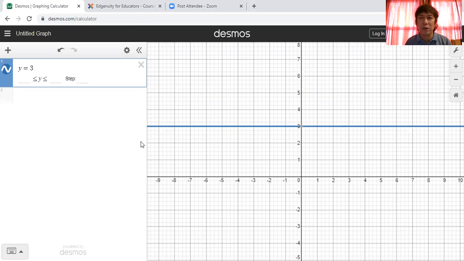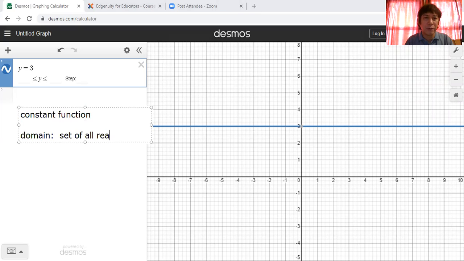Now, you can see a perfect horizontal line. That means the possible inputs will still be all possible x values, so the set of all real numbers, but you can see the only output value is positive 3. That's why it's called a constant function. So for a constant function, the graph is a perfect horizontal line. And how about the domain and range? The domain, of course, all values of x is possible. So the set of all real numbers.